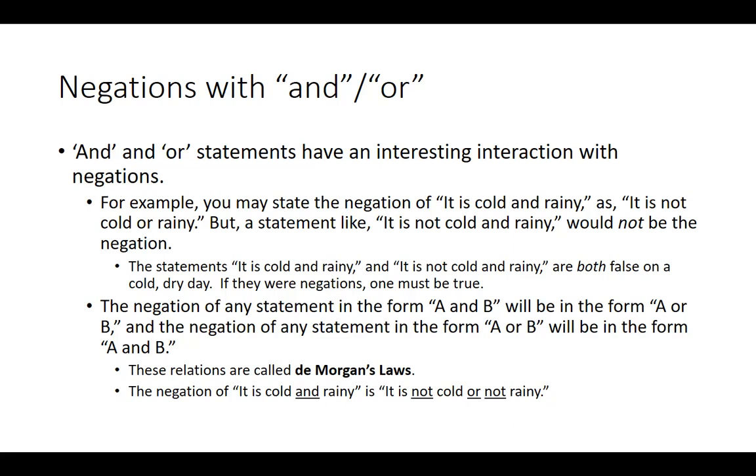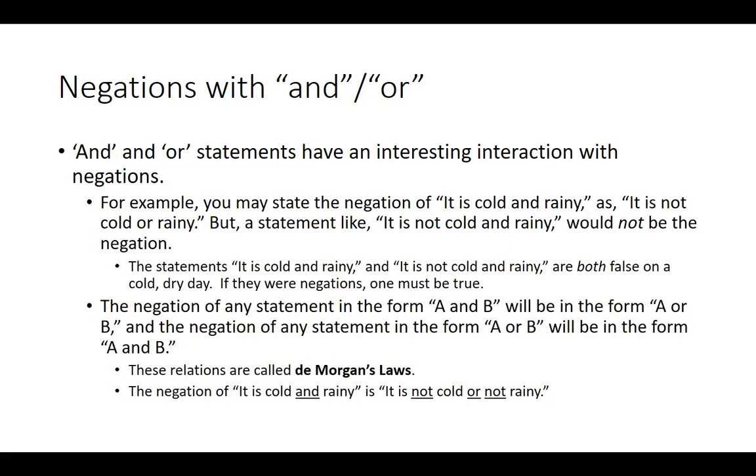So you can't just put a not with an and statement and keep it and. You can't just put a not with an or statement and keep it or. What actually happens is that the negation of any statement in the form A and B will actually be in the form not A or not B. The negation of an and statement has to have a not and an or. The negation of an or statement has to have a not and an and.